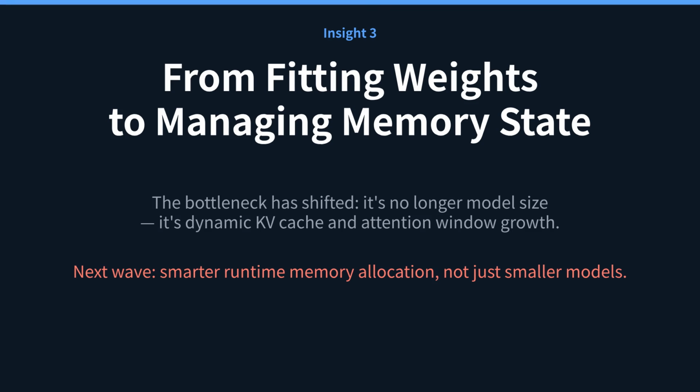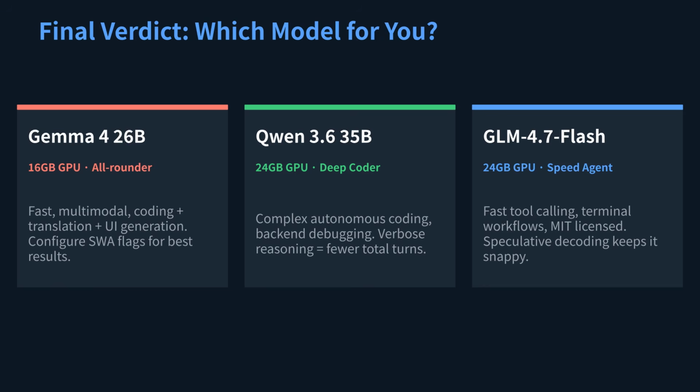If you run Gemma 4 with 4 parallel processing slots under default settings, the SWA cache overwhelms a 16 GB system, even though the weights only use 14 GB. The discovery of the -NP1 flag and vision module offloading shows that the real bottleneck has shifted from model size to inference memory management. The next wave of local AI progress will be smarter runtime memory allocation, not just smaller models. So let's bring it together.